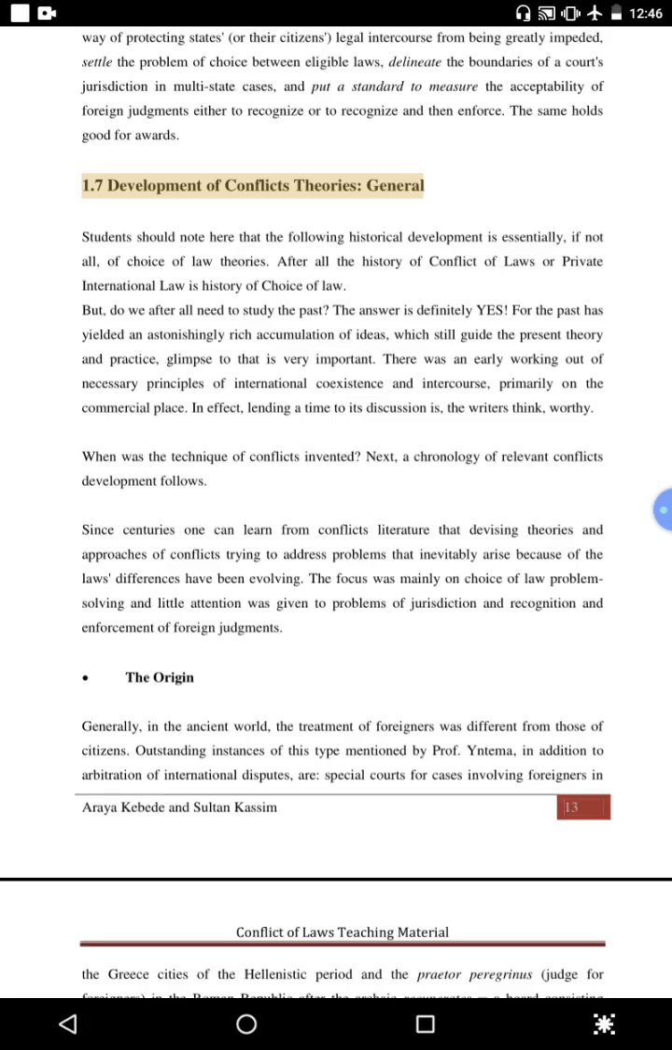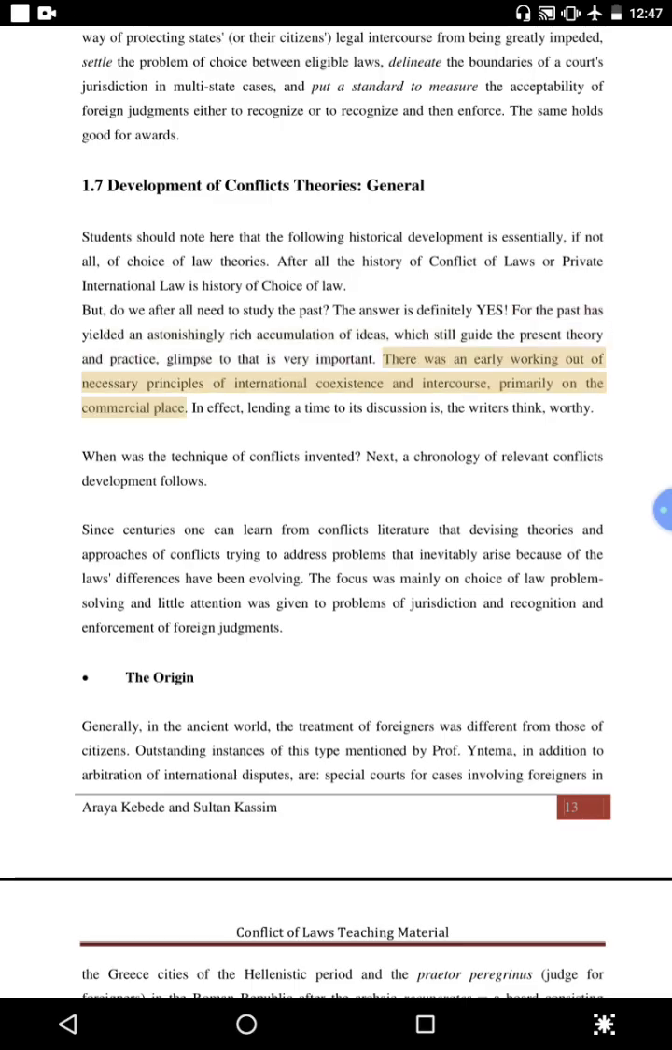1.7 Development of conflicts theories, general. Students should note here that the following historical development is essentially, if not all, of choice of law theories. After all, the history of conflict of laws or private international law is the history of choice of law. But do we after all need to study the past? The answer is definitely yes. For the past has yielded an astonishingly rich accumulation of ideas, which still guide the present theory and practice.